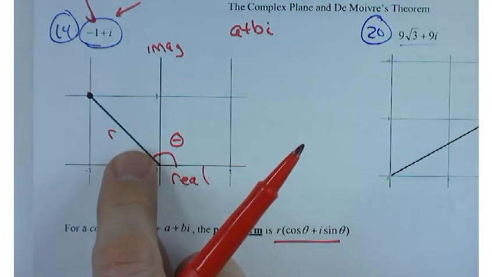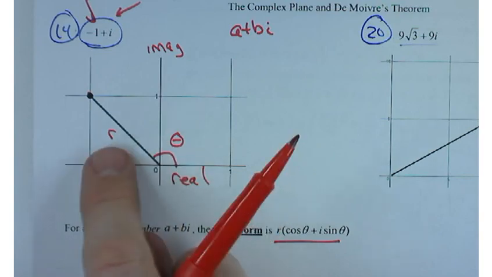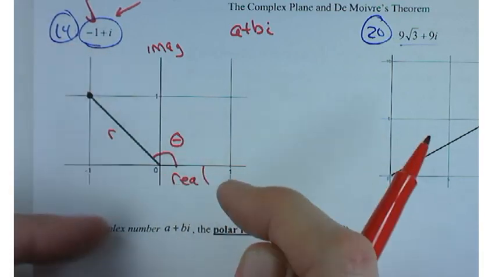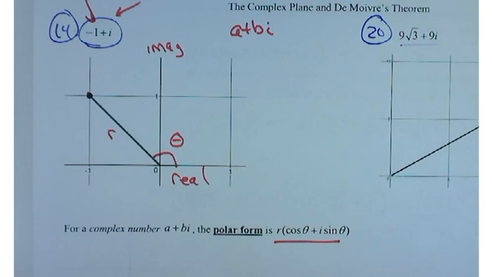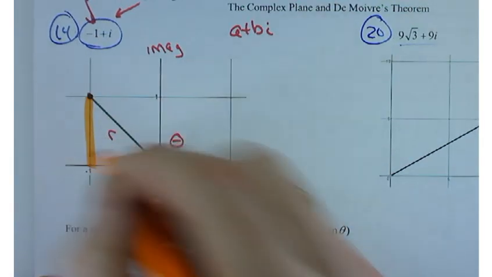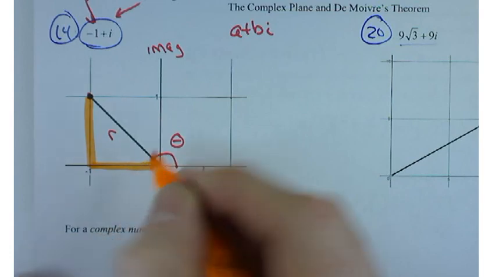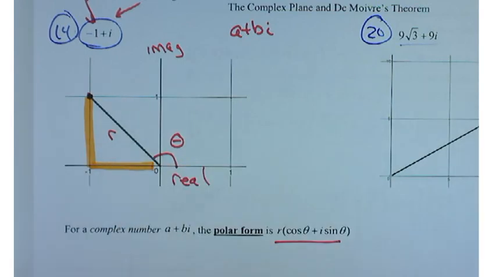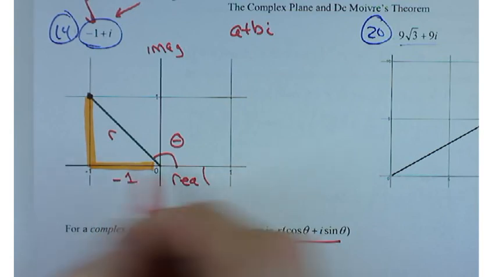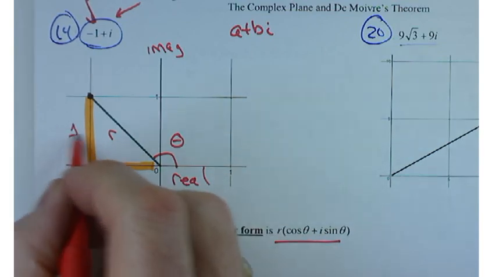There are two things I need to know from this graph in order to convert this point to polar: I need to know r, and I need to know theta. So let's set about finding those two values. Here and here. Well, you know the length of each of these sides. The length of this side is 1, although I'll write a -1. The length of that side is 1.